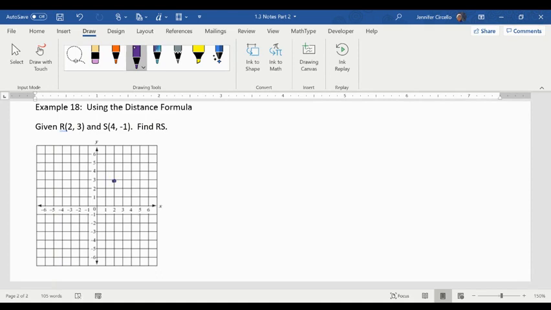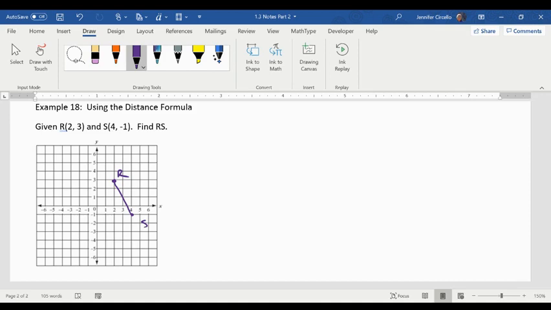Plot that point, put an R next to it. S is at 4, negative 1. So we're trying to find that distance right there. Okay, you cannot count because it is not horizontal or vertical. So you cannot count how many boxes it goes through. That will not give you an exact answer. Okay, so we want to find the distance from R to S.